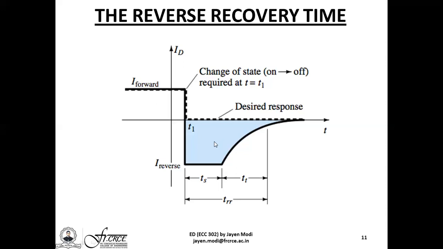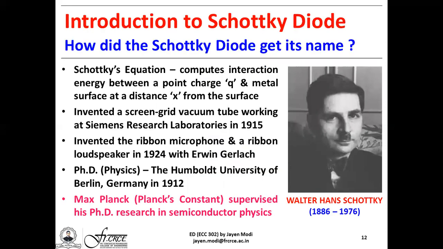So this particular concept of the reverse recovery time puts a major drawback on normal PN junction diodes when they are used to operate at a very high switching frequency, because they need to turn from on to off and conversely from off to on state at almost zero time instant. This problem was solved by the German scientist Walter Hans Schottky when he invented the Schottky diode and hence gave it its name.